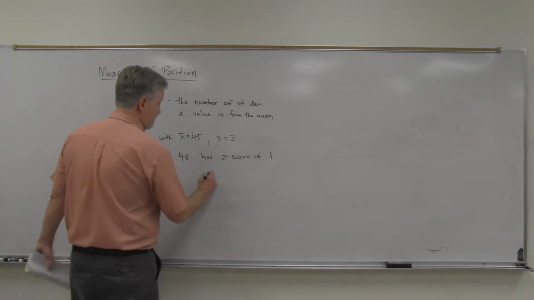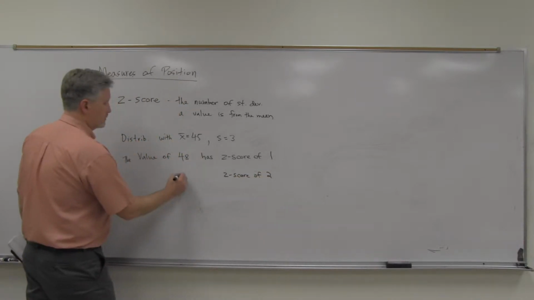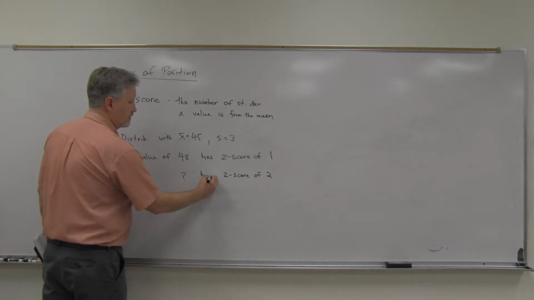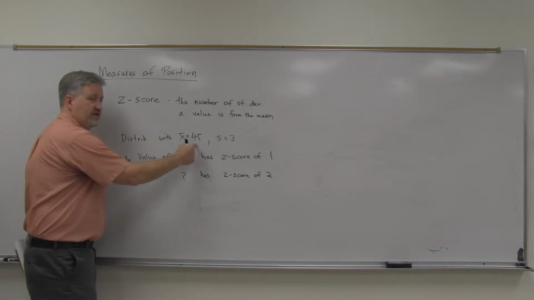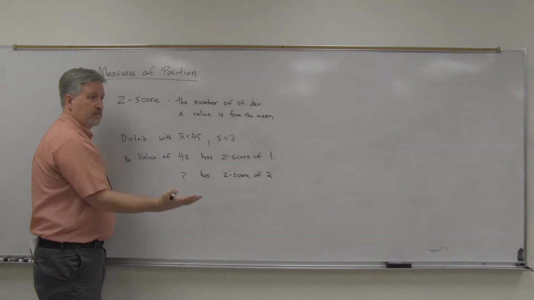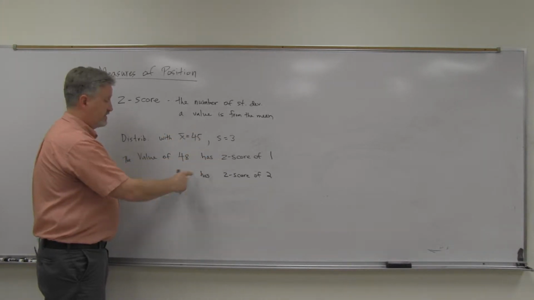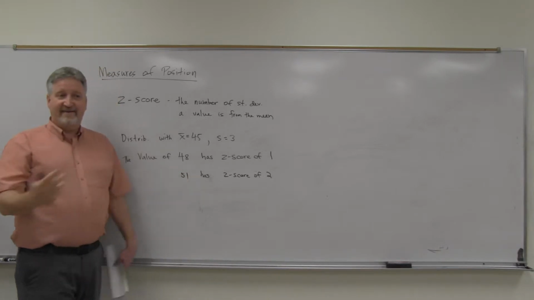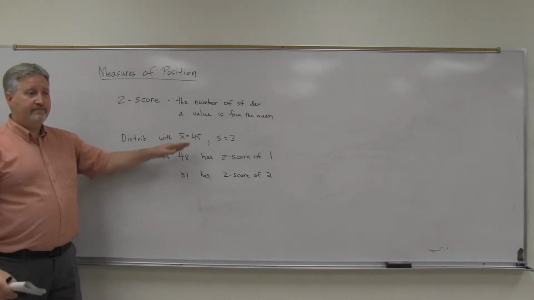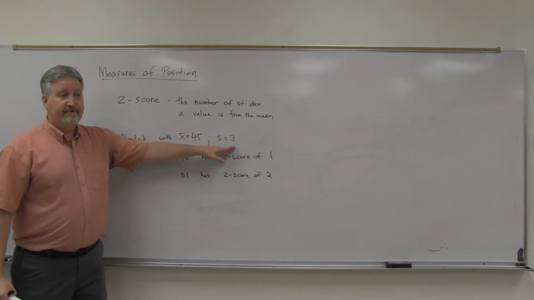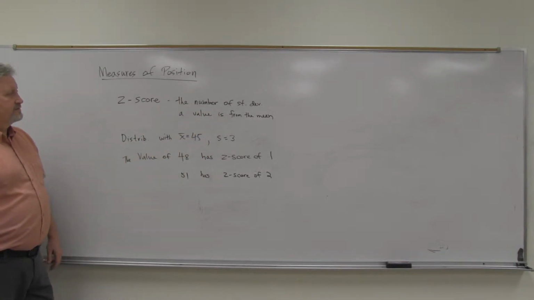Which value would have a z-score of 2? Well, if I add 2 standard deviations to 45, what does that give me? 51. 45 plus 2 standard deviations, 3, and then another 3, that's 51. Okay, so you get the idea. It's how many standard deviations. It's not how far away from just subtracting the mean. Here you're talking about z-scores. That's what the z-score is.